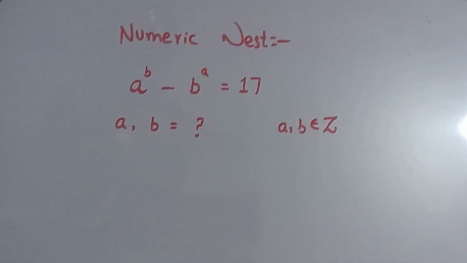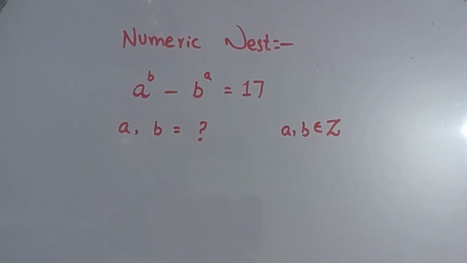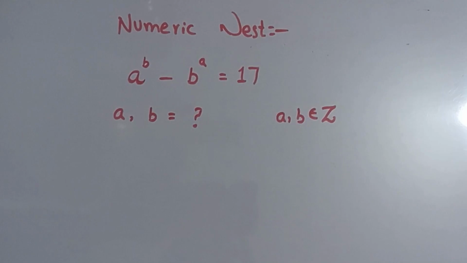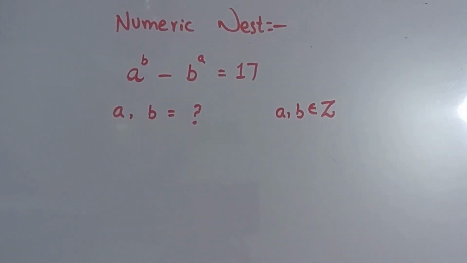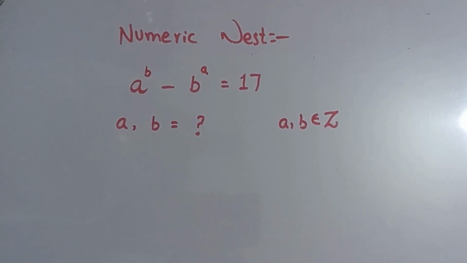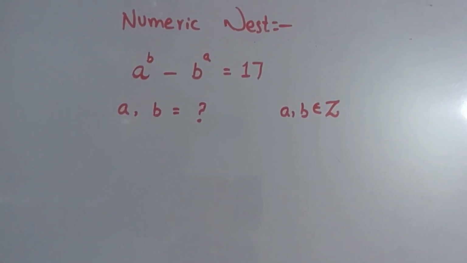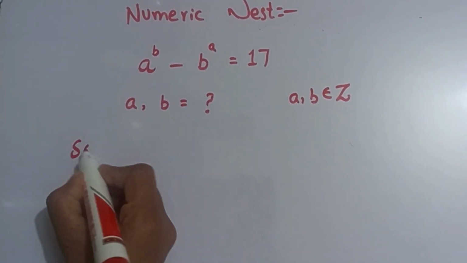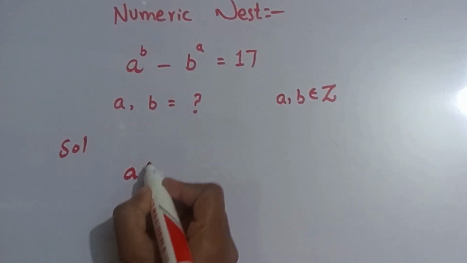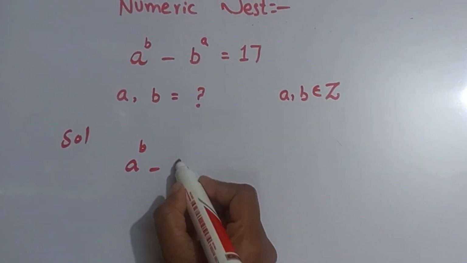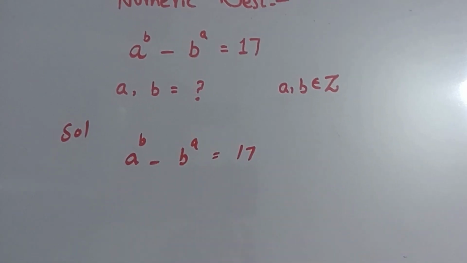Welcome to my YouTube channel with another video, and in this video we are going to solve this question: a raised to the power b minus b raised to the power a is equal to 17, and we find the value of a and b. In our question it's given that a and b belong to the integers. So let's start. Our given information is a raised to the power b minus b raised to the power a is equal to 17.